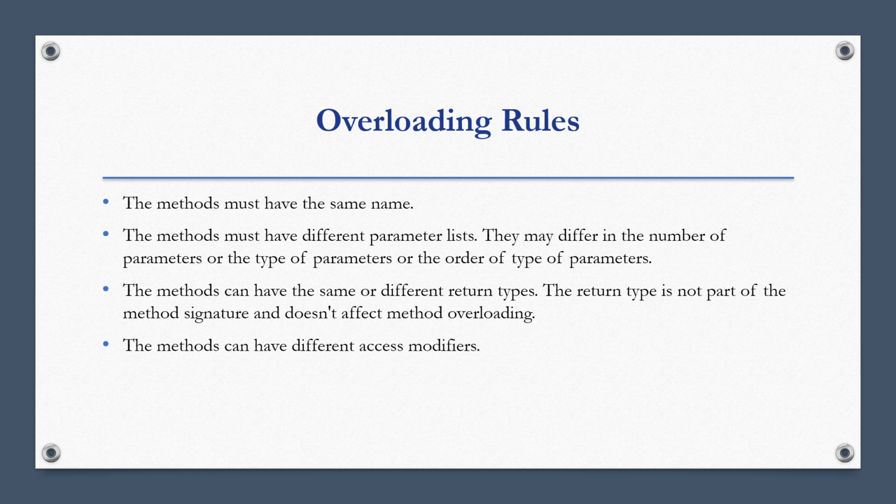The methods can have the same or different return type. The return type does not affect method overloading because it is not included in the signature. The methods can have different access modifiers.